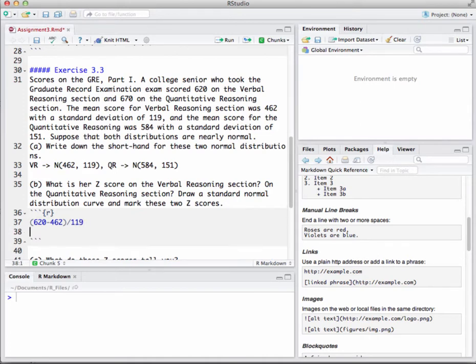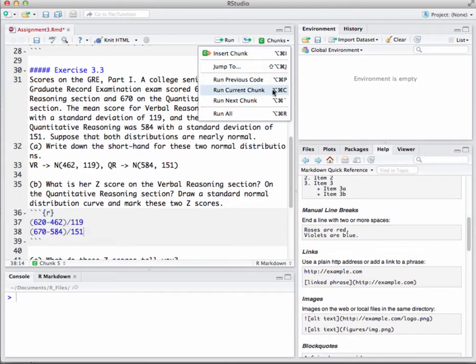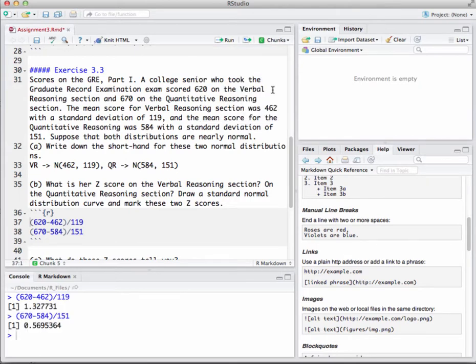But since we're going to have to type it up in RStudio anyway to put our answer in here, might as well let it do the work for us, right? Oops, my parenthesis in there. So 670 minus 584, and then divide that by 151. Okay, and now as usual, we can execute just that chunk so we can see what is going on. So we'll run the current chunk, and we get the 2 z-scores here.